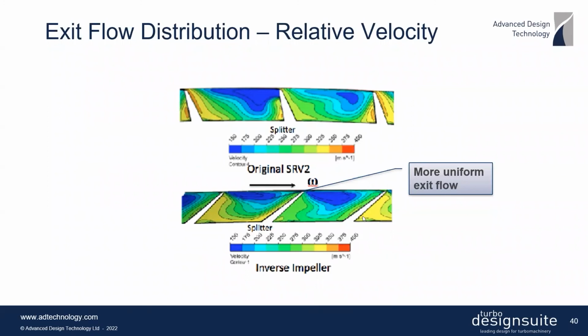Then looking at the exit flow from the impeller, at the top you have this original SRV2, and here you have the inverse design. And you can see quite significant improvements in the exit flow non-uniformity in the impeller. And so the reduction in shock strength and the more uniform exit flow are the two main reasons for the improvement in the impeller efficiency.